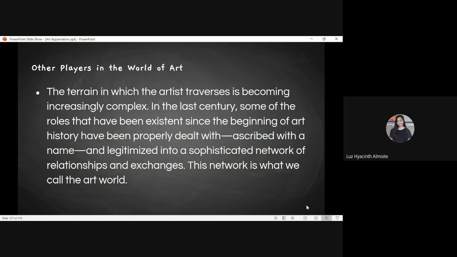And now we have the other players in the world of art, the other actors. The terrain in which the artist traverses is becoming increasingly complex. In the last century, some of the roles that have existed since the beginning of art history have been properly dealt with, ascribed with a name, and legitimized into a sophisticated network of relationships and exchanges. This network is what we call the art world.